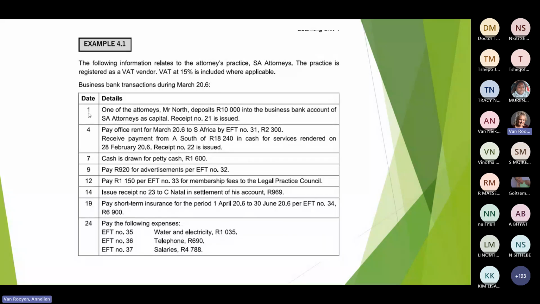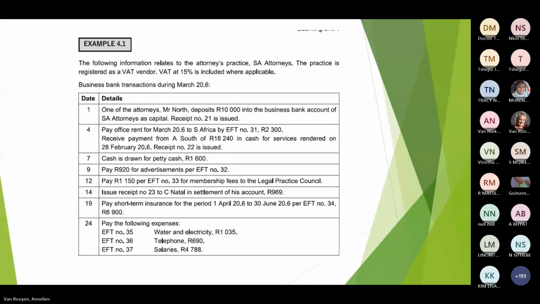On the 1st, one of the attorneys, Mr. North, deposits 10,000 Rand into the business bank account of SA attorneys as capital. Receipt number 21 is issued. Let's just think about it. What is happening here? Is it money coming in or going out? Let's get thumbs up for money going out. Thumbs down for money coming in. Is it in or out?